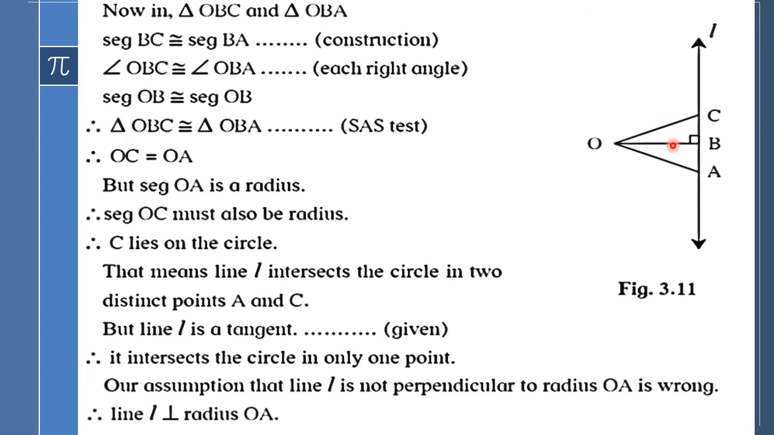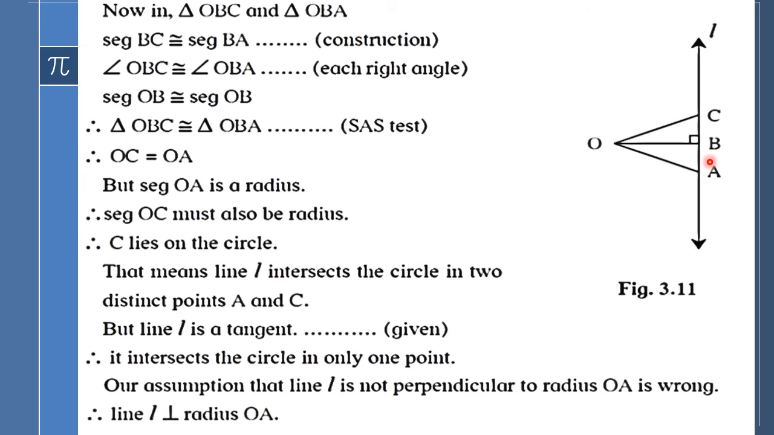If these two triangles are congruent, that means the corresponding sides are also congruent. So OC is equal to OA. Now what was OA from the beginning? OA was the radius, correct? If OC and OA are the same, then OC also should be a radius. C is a point on line L, A is also a point on line L, and if OC and OA are both radii, that means C is lying on the circle and A is also lying on the circle. That means this line L is intersecting the circle at two different points.